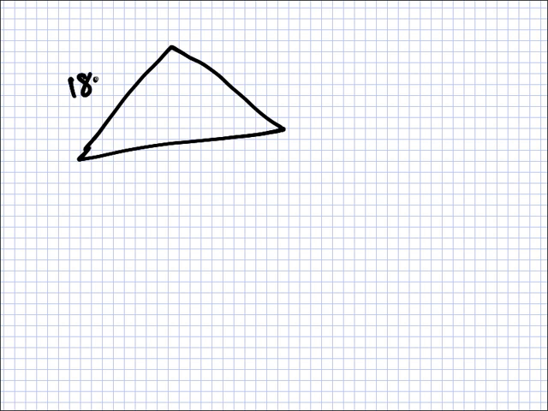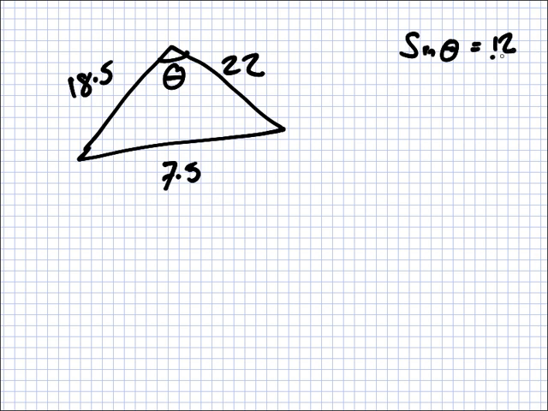Okay. I think I should do it now. Did you get an answer? No, I'm not sure. Oh, okay, no problem. Let's have a look. So I'll just draw the triangle here for you. We said this is 18.5. This is 22. What did we say this side was? 7.5, thank you. And we have theta up here. And we were told that sine theta is 12 over 37. Yeah. Okay, I trust you.